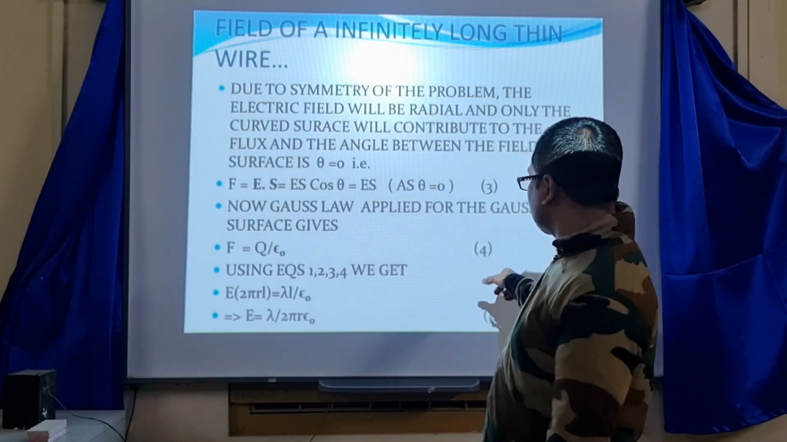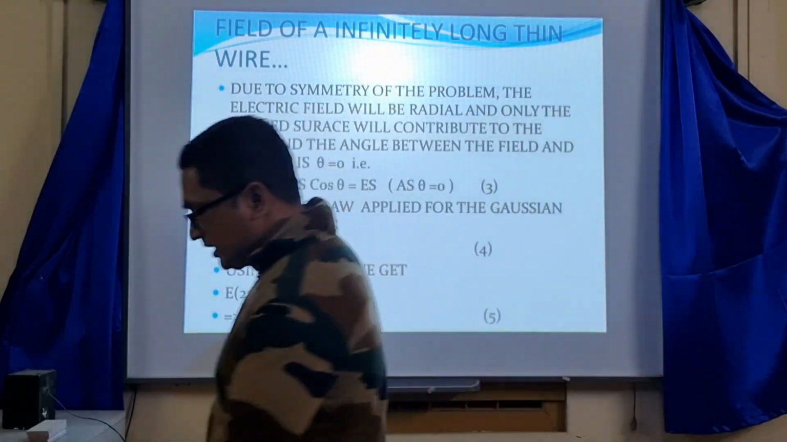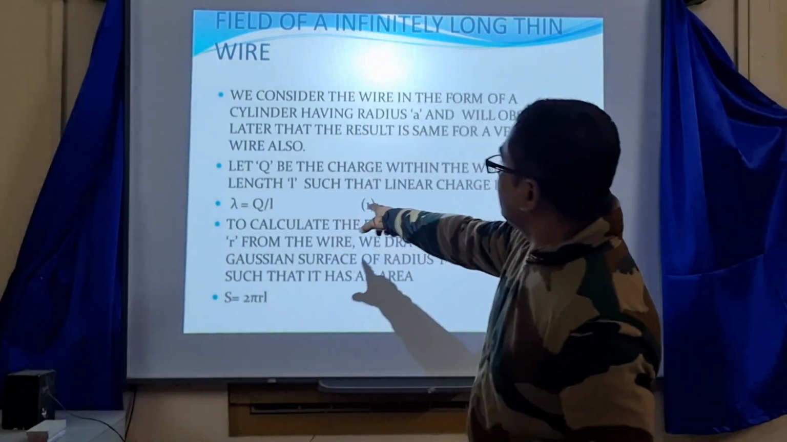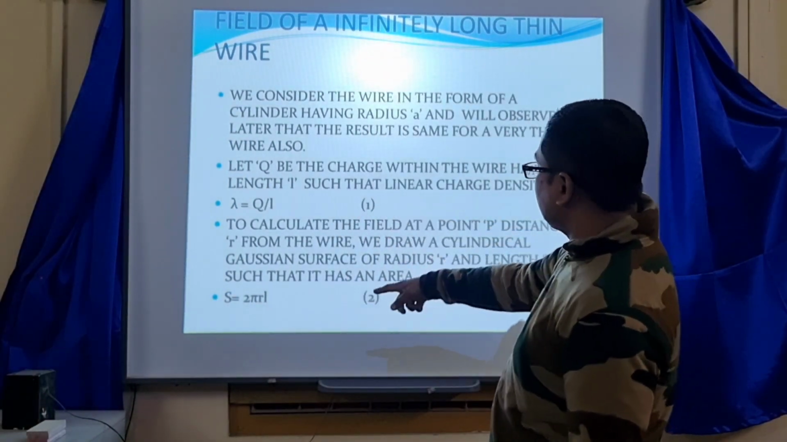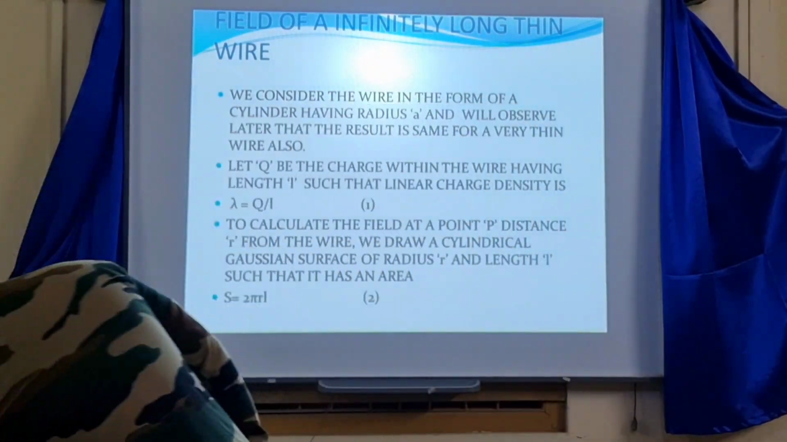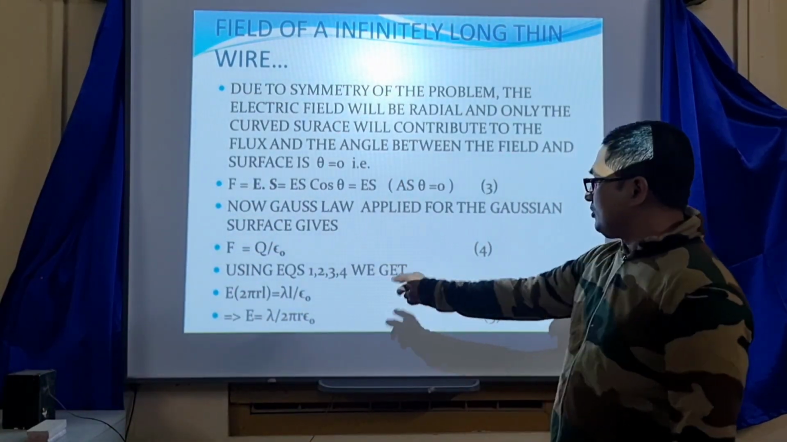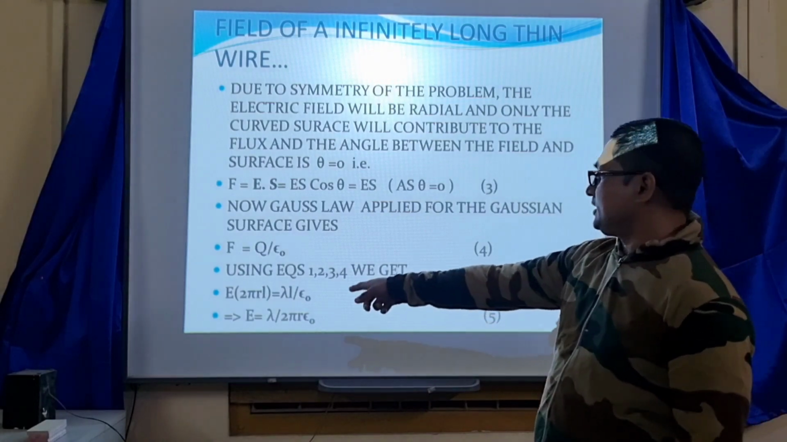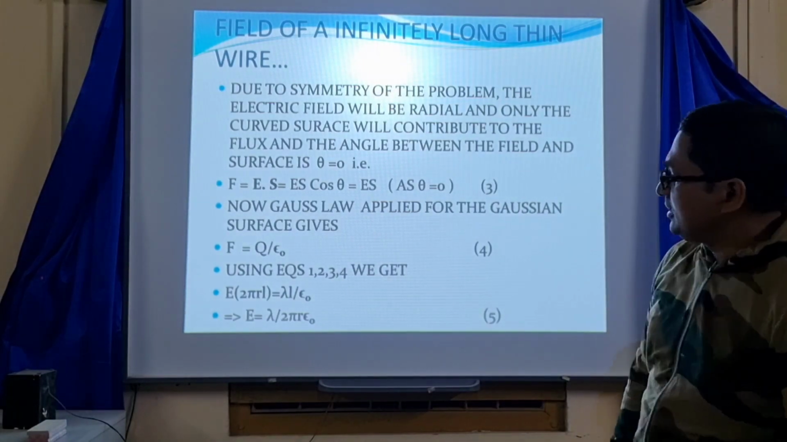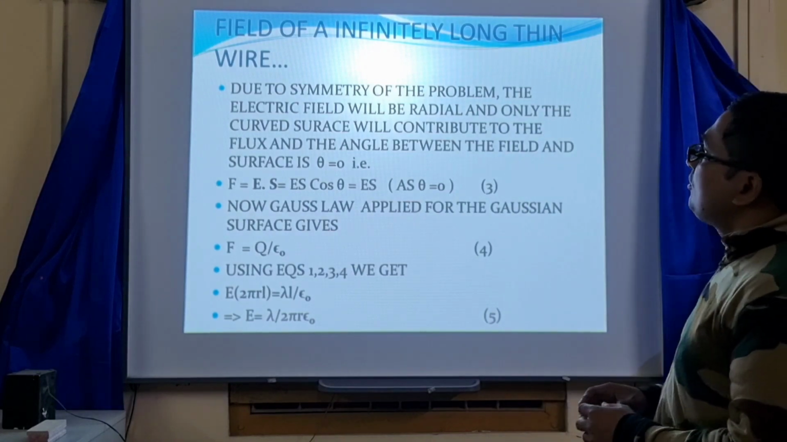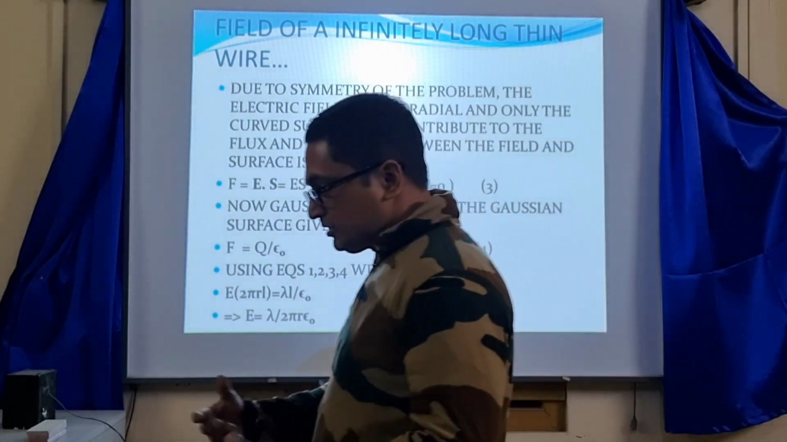So this is 1, 2, 3 and 4, and with the help of equations 1 and 2 here, this lambda is equal to Q by L, S is equal to twice pi r, and then 3 and 4. Using all these equations 1, 2, 3, 4, we get an expression like E equal to lambda by twice pi r epsilon naught. So equation 5 gives us the electric field of an infinitely long wire using the Gauss Law.